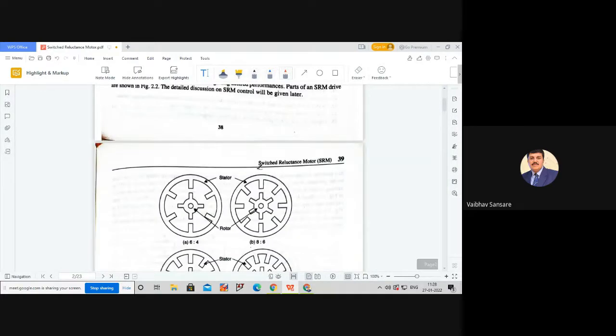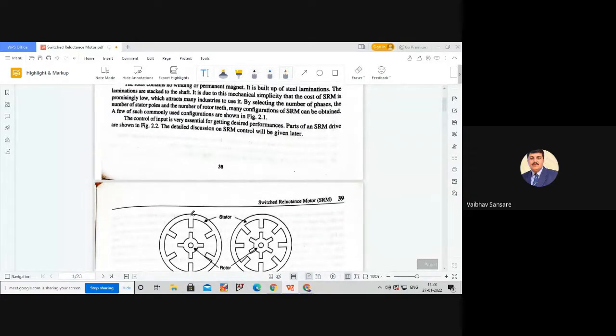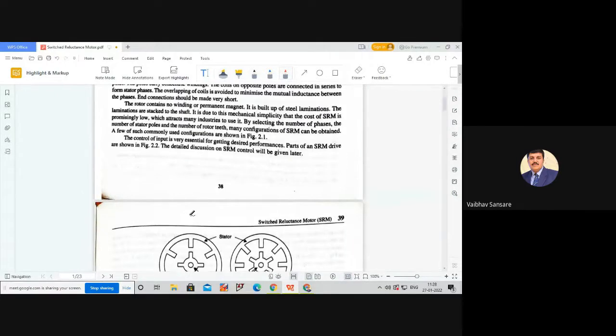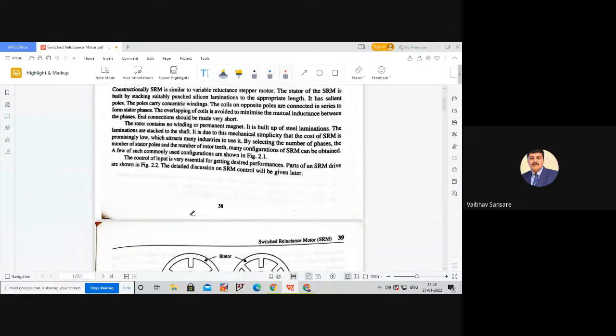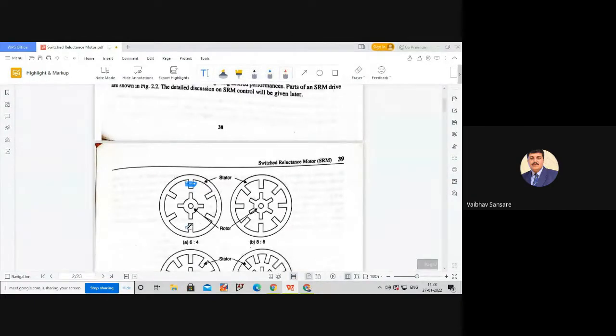If you look at the constructional cross-sectional view, at the inner periphery of the stator an even number of salient poles is present. Now, this SRM consists of concentric windings. These concentric windings are generally formed as coils, and we place these coils on each and every stator pole. So a coil is placed on every stator pole. Here also, suppose we place a coil.